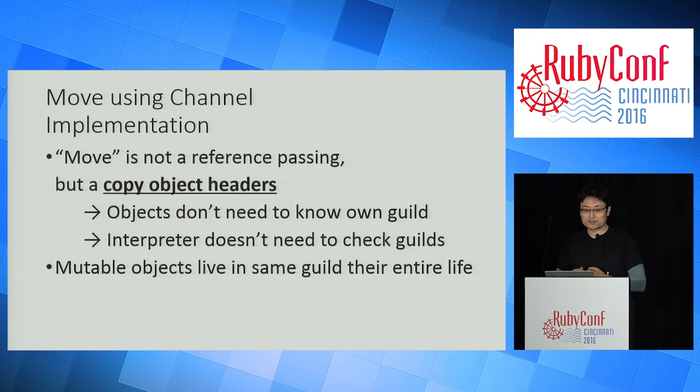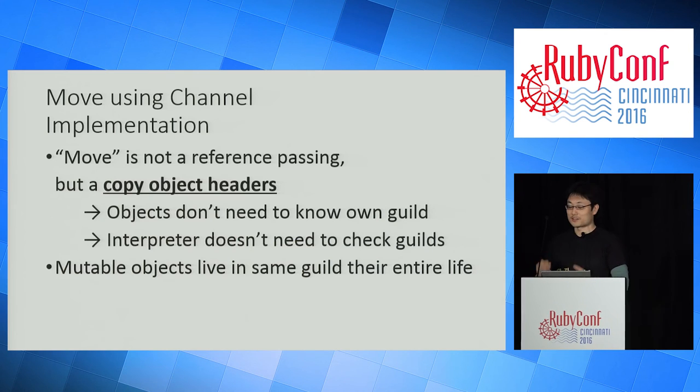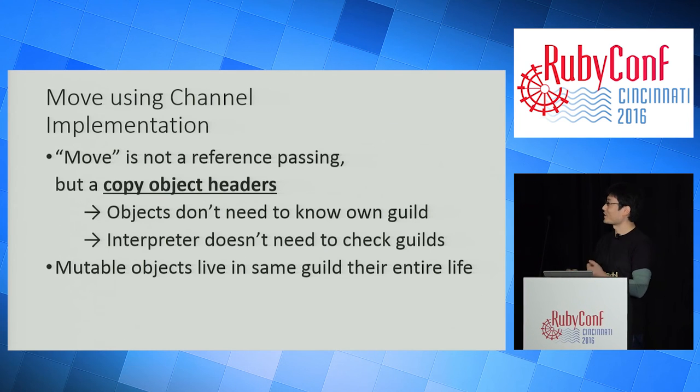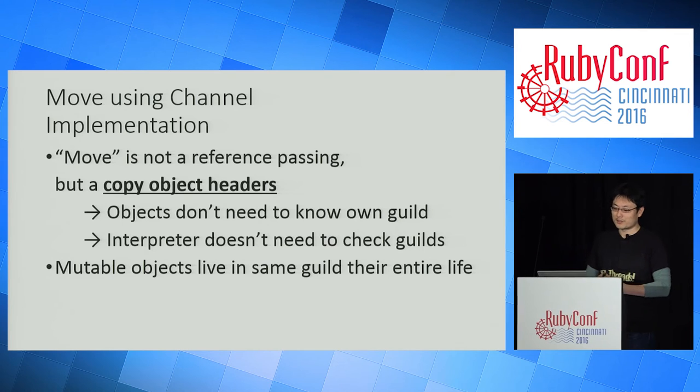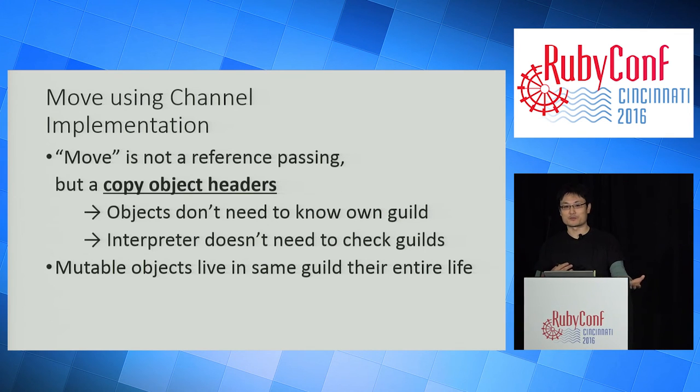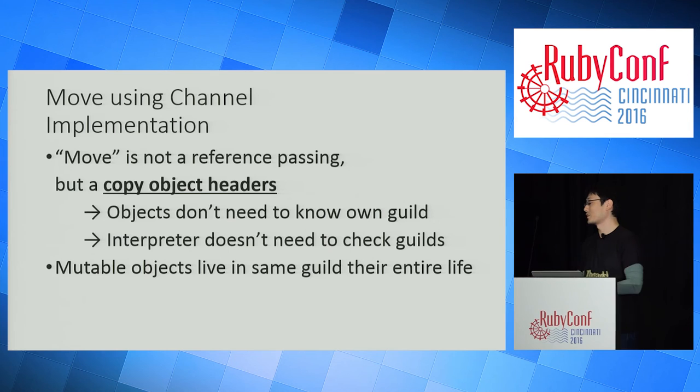So using such a moving operation, we only need to check the guild membership without any overhead. I mean that each object shouldn't know its own guild. Guilds know the objects, but each object shouldn't know the guilds. So the interpreter doesn't need to check guild ownership or membership.